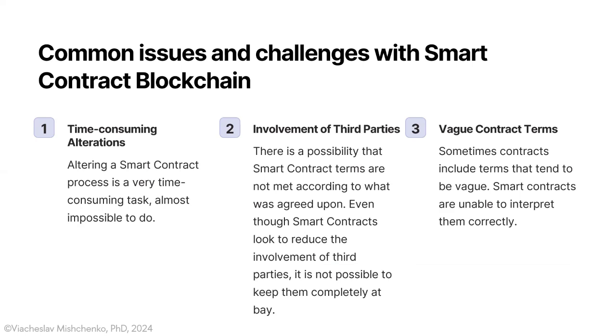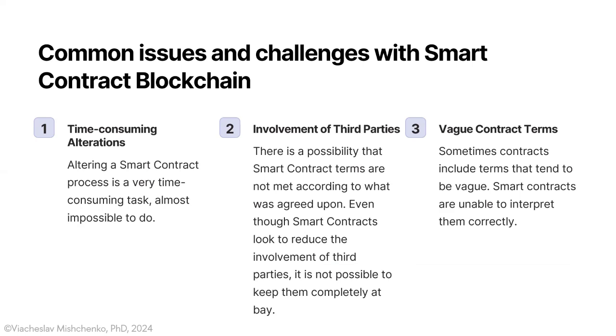One of the most significant challenges is that altering a smart contract process is extremely time consuming, and in some cases, it's practically impossible. This is due to the immutable nature of the blockchain technology, because once deployed, you can't simply edit the code like you would with traditional software.